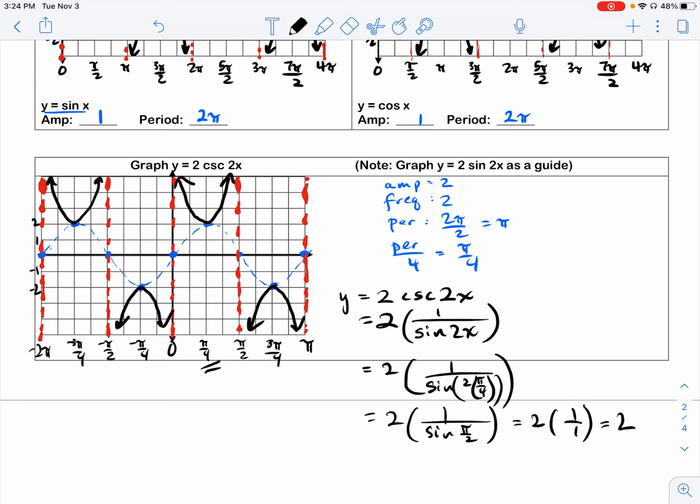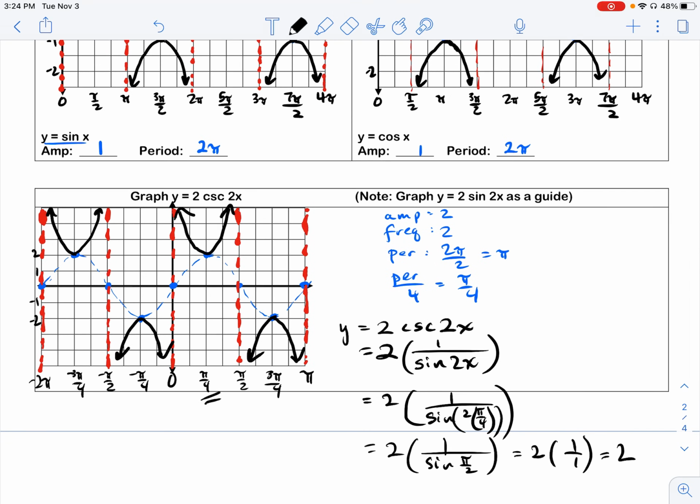Hope that helped. Again, the more practice problems, the better you're going to be at all this. But hopefully this gives you a good sense of how to graph all the reciprocal trig functions.